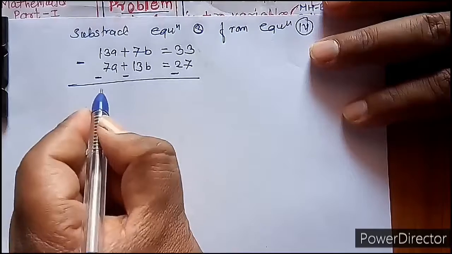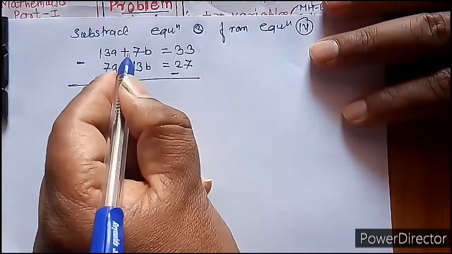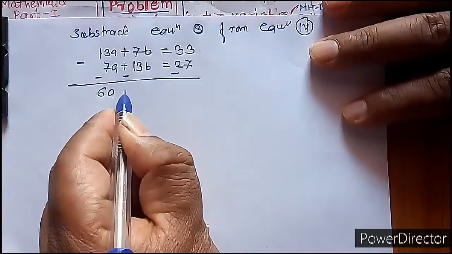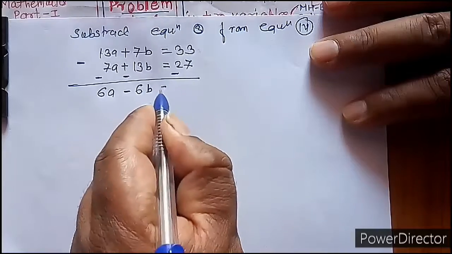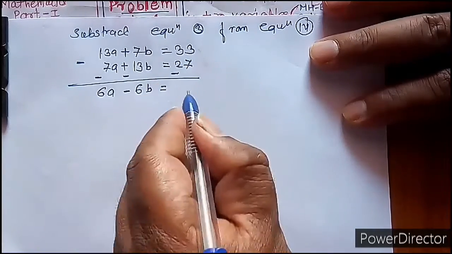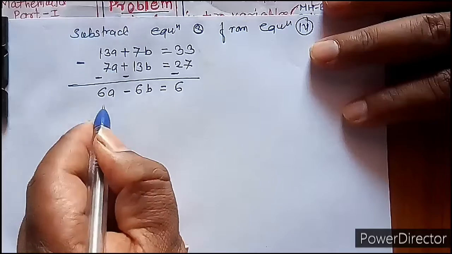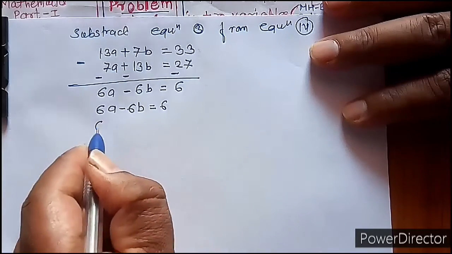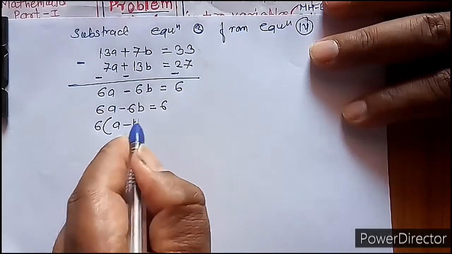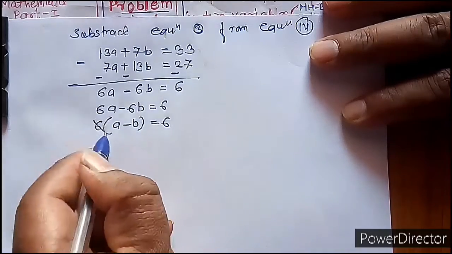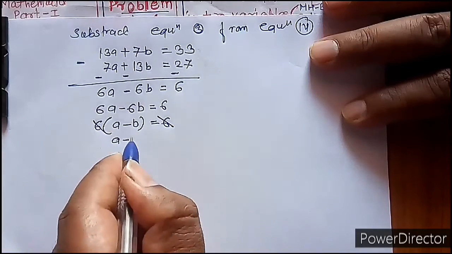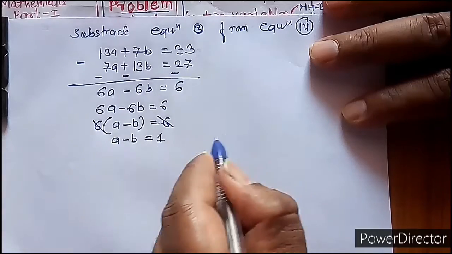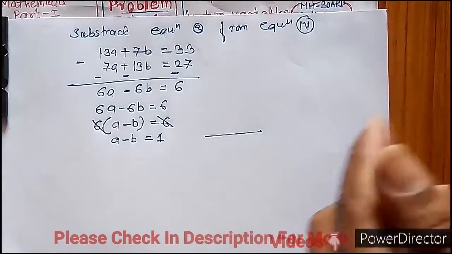13a minus 7a, that is 6a, 7b minus 13b, that is minus 6b, equals 33 minus 27, that is 6. Here we get 6a minus 6b equals 6. 6 is common, a minus b equals 6. Here 6 and 6 get cancelled. We get a minus b equals 1. This is equation number 6.